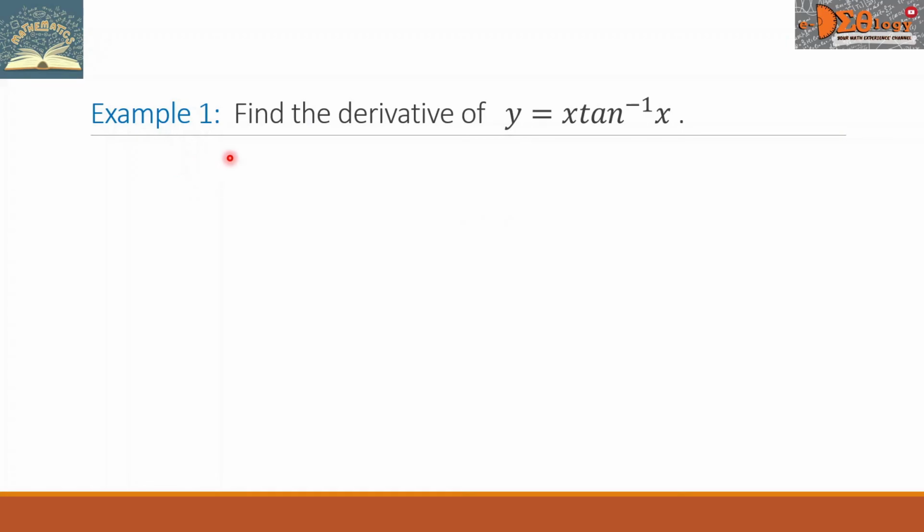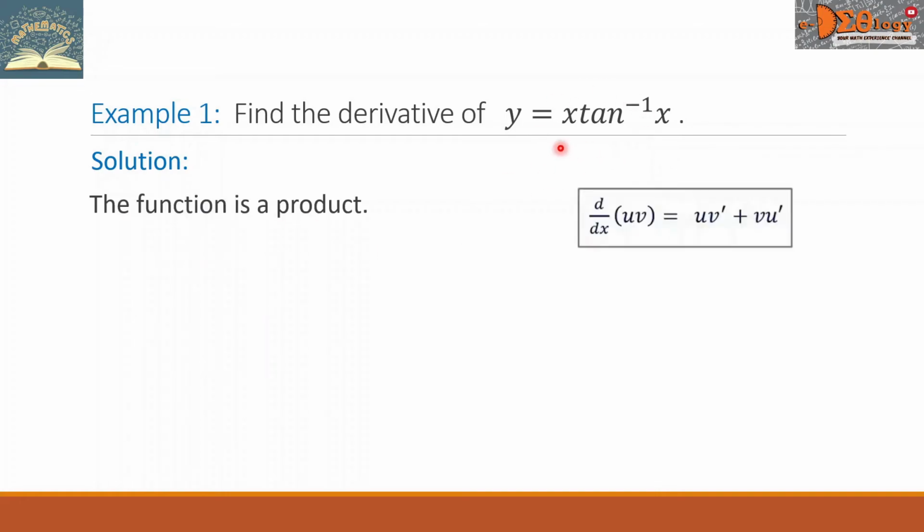Example 1. Find the derivative of y equals x tan inverse x. We can see that the function is a product. So we will use the product rule. We take x to be the u and tan inverse x to be the v.